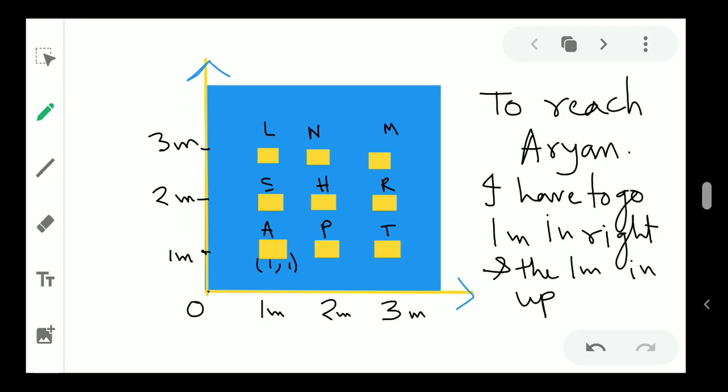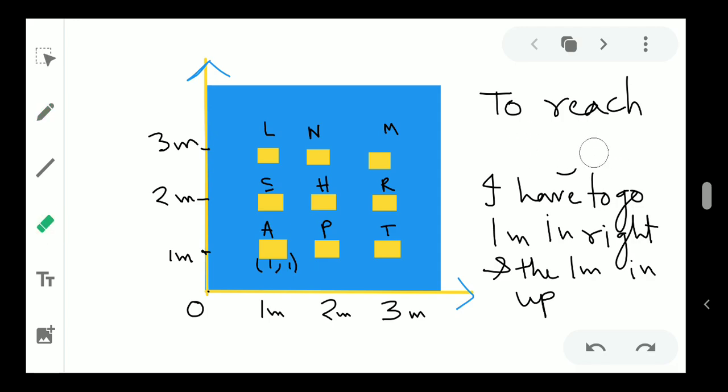Now what is this 1? The first one is this one, which is your right side, and then the next one is your upside, like you are going up. So the position for Aryan I can say is 1, 1.